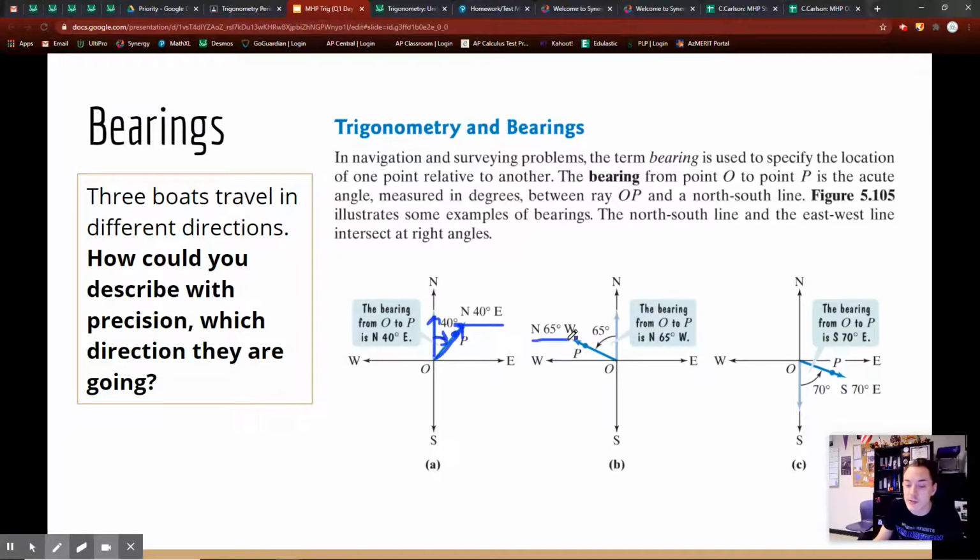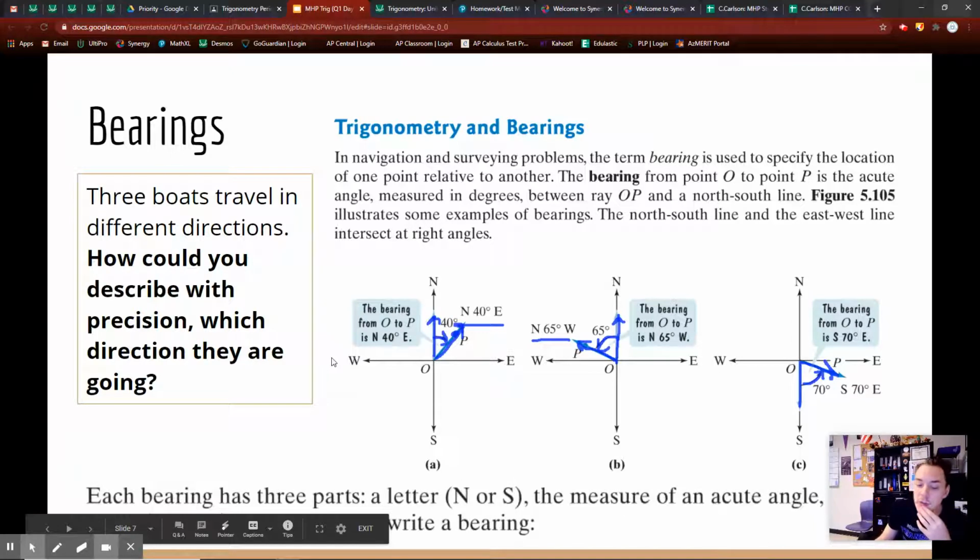This one is north 65 degrees west. So you start with north, then you go 65 degrees west, and then you get your terminal side. And then this one is south, and then you go east. Notice how you always start with north or south, and then you always end with east or west. All right, so keep that in mind.